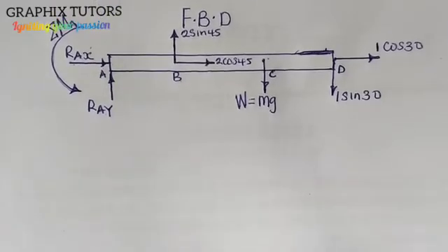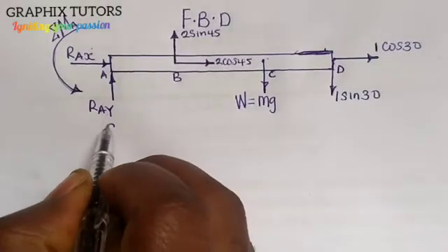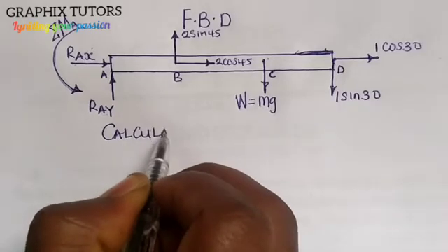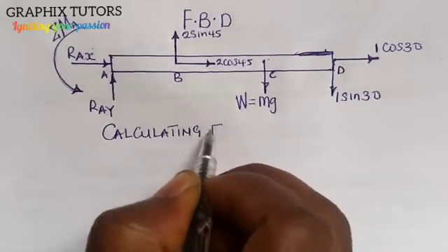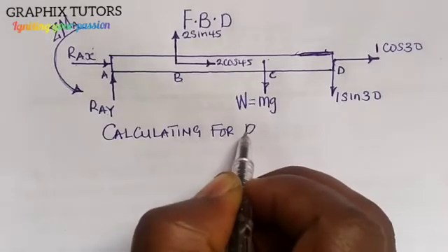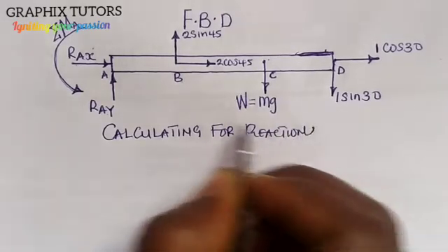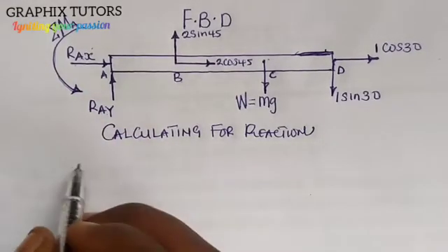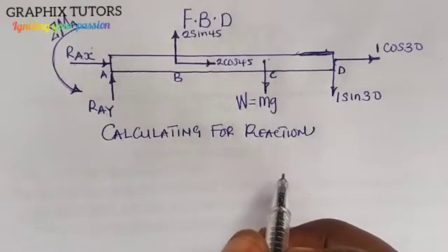So from this point, the first thing we have to do, I'll write it, calculating for reaction. And we know there are 3 of them, right? So let's start with the first one. We use this condition for equilibrium to calculate for the reaction.